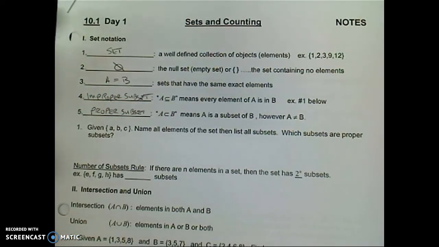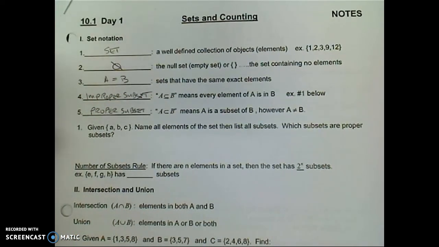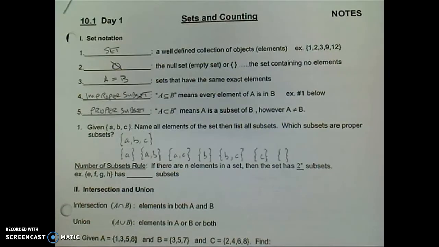So in our example, if we have a set that contains A, B, and C, it asks us to name all the elements of the set and then list all of the subsets and which ones are proper. So go ahead and pause the video, give that a try, and come back and check your work. So take a look at what you have.